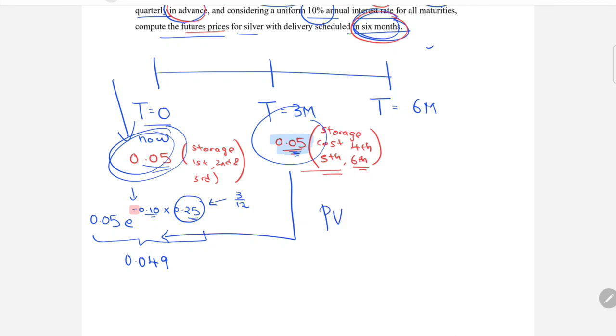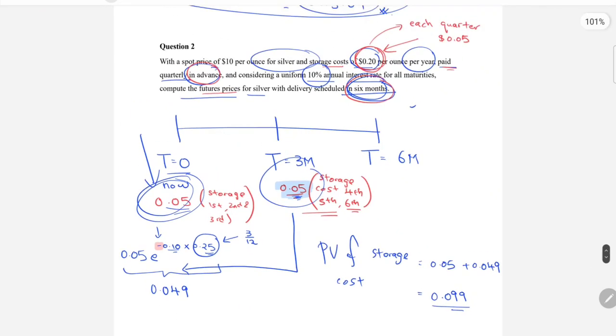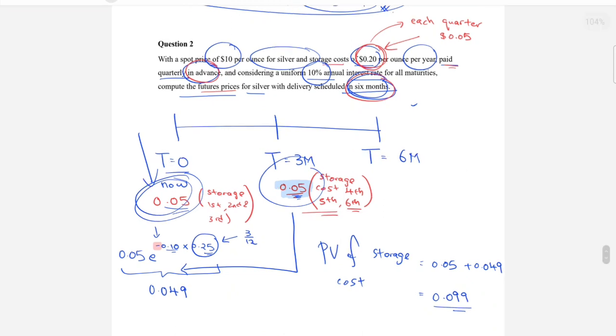So in total, the present value of the storage cost is equal to 0.05 plus the present value for the second payment of 5 cents. All in all together, the present value of the storage cost is about 9.9 cents. And this is something that we need to include in the $10 here when we do the predictions for the future price for this silver.